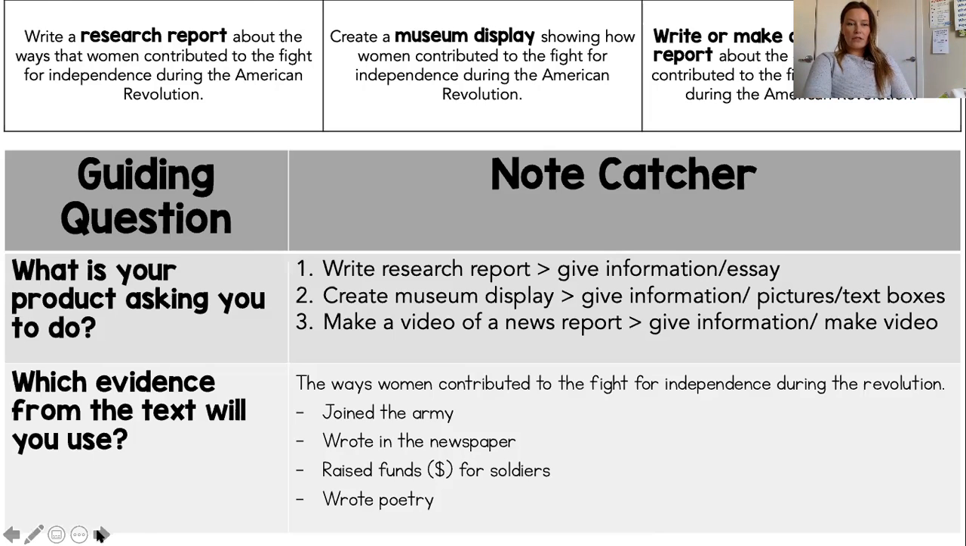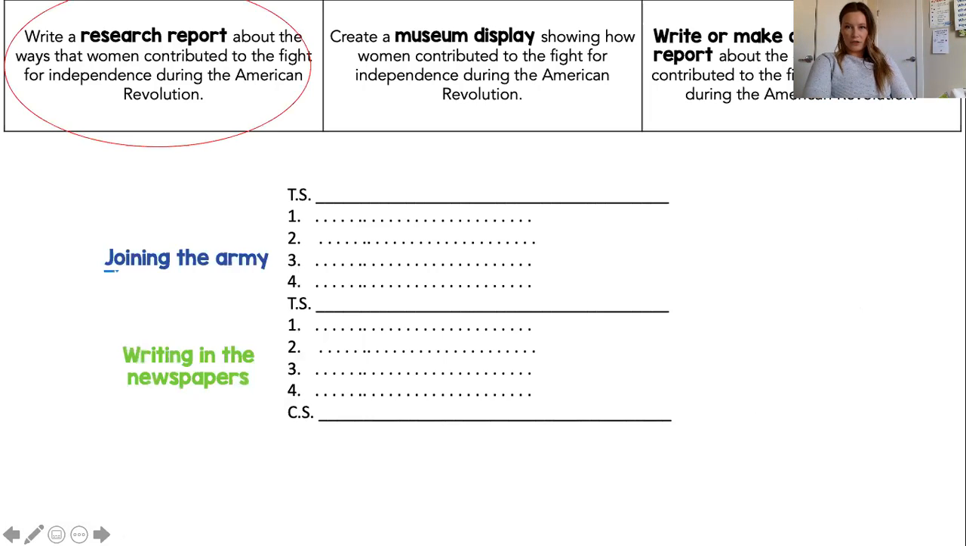So if you guys chose the research report, this is how I would plan. I'd plan a 2-paragraph essay. The first paragraph maybe being about the topic of joining the army, how women joined the army, in order to contribute to America's independence. And then the second one, how women wrote in newspapers and how that contributed to independence, and pulling all the details from the text into those 2 paragraphs. That's how I would plan my research report.